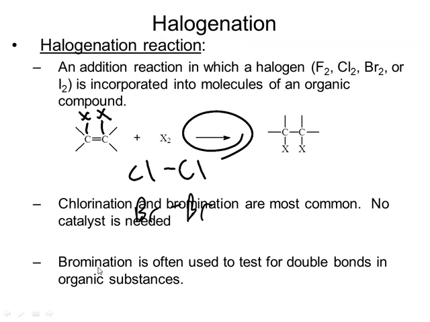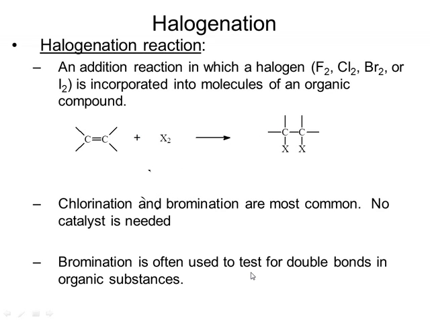Bromination is often used to test for double bonds in organic substances. We'll actually use this in the lab. And the way it works is, when bromine is dissolved in water, you get this sort of brownish color. So if you add a small amount of bromine to something with a double bond, to an alkene, the bromine will react and that brown color just goes away. So you don't see the brown from the water anymore.